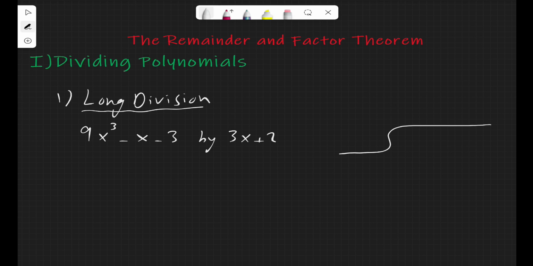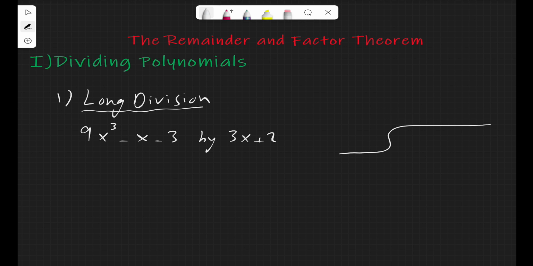The remainder and factor theorem, this interesting lesson, totally depends on dividing polynomials. We have two ways to divide polynomials. The first way is called long division. Let's say we have the following question: 9x^3 minus x minus 3 is divided by 3x plus 2.